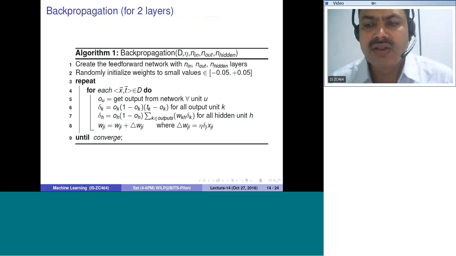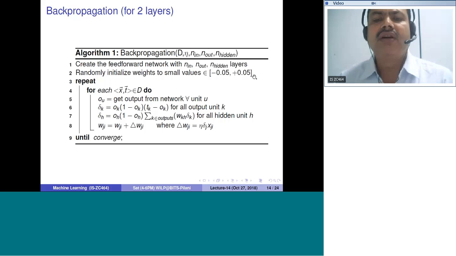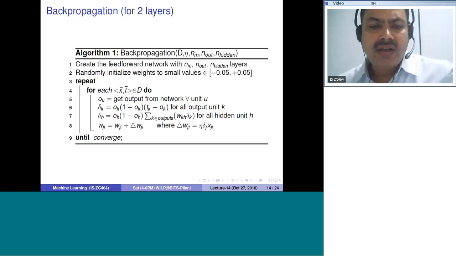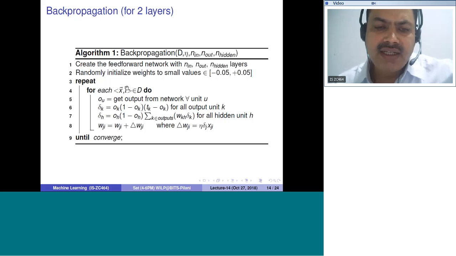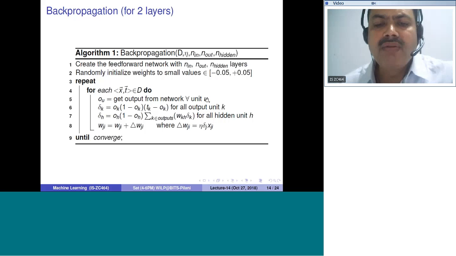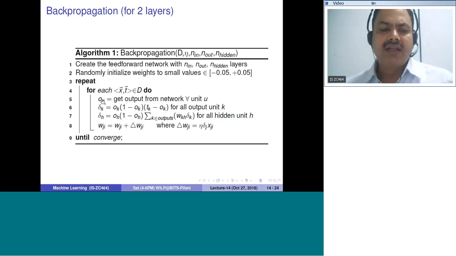The algorithm says that initially you start with small values, and you repeat, for each x, that is the data, and each target value supplied to you. You get the output from the network unit, see what the output is, and try to see the difference, because now you want to find the difference, and that you compute by delta k.